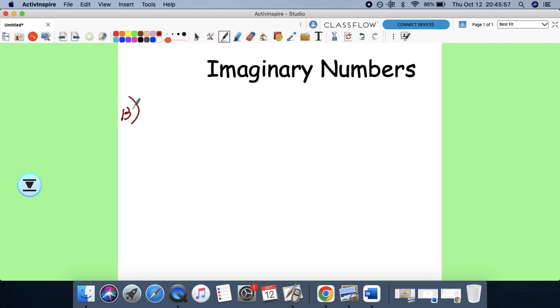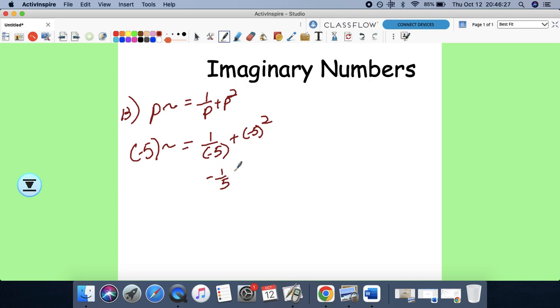13 through 15, I'm going to use P pound. I have no idea what you call that. P pound equals 1 over P plus P squared. So anytime you see a number, let's do 13. You see negative 5 and this little wiggly sign, so I'm going to replace negative 5 wherever I see P. So it's 1 over negative 5 plus negative 5 to the second power. So I'm going to leave that as negative 1/5 plus negative 5 times negative 5, which is 25. So this is actually 24 and 4/5, and the answer is C.